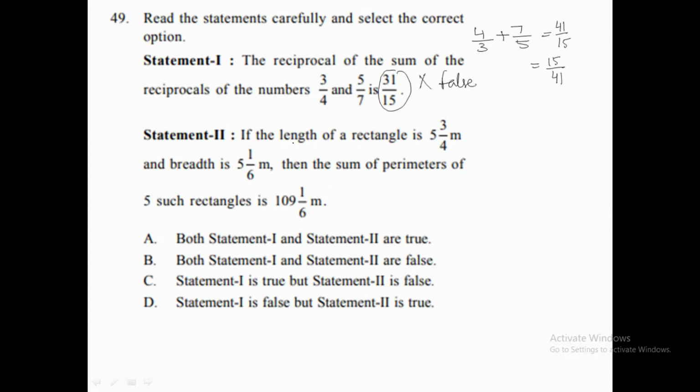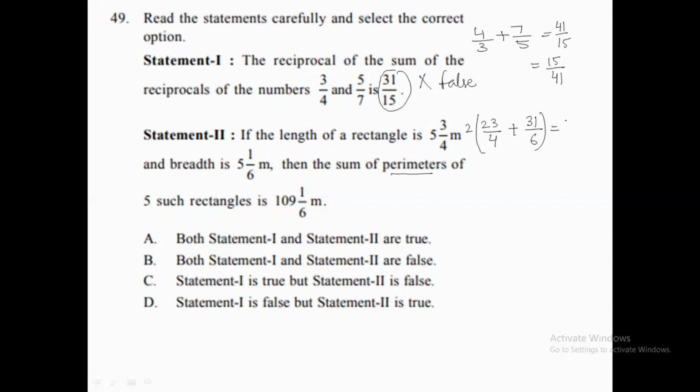Now let's move to the second statement, which says the length of a rectangle is 5 whole 3 by 4, which means it equals 23 by 4. Now the breadth is 5 whole 1 by 6, which equals 31 by 6. The question asks us to find the perimeter. For finding the perimeter, the formula is 2 multiplied by (L plus B). So when we find the perimeter, what are we getting?